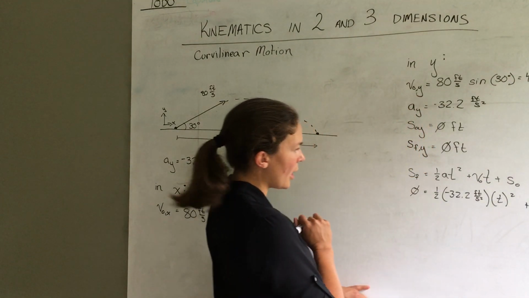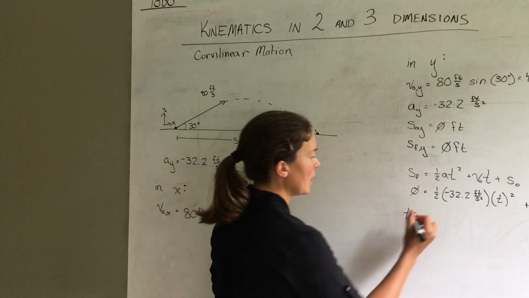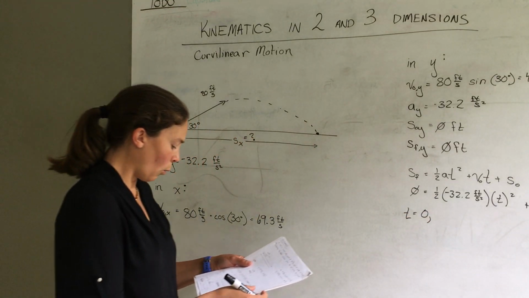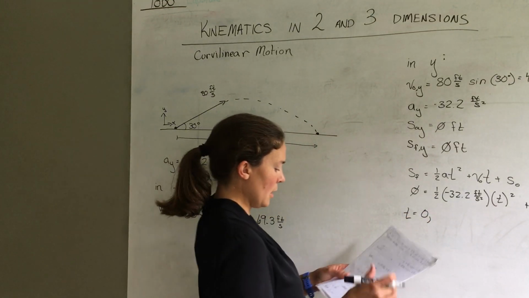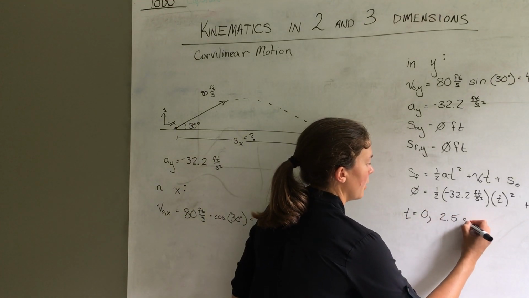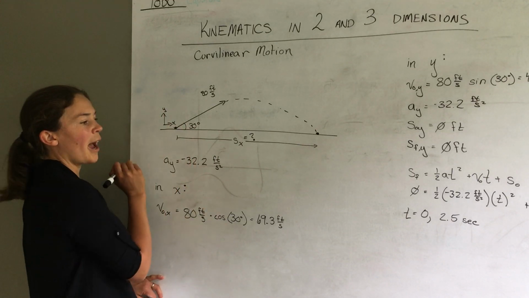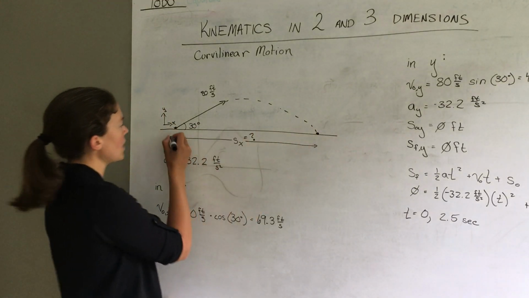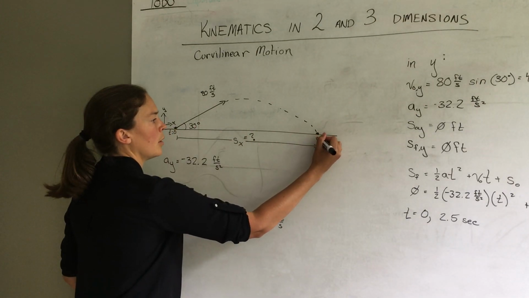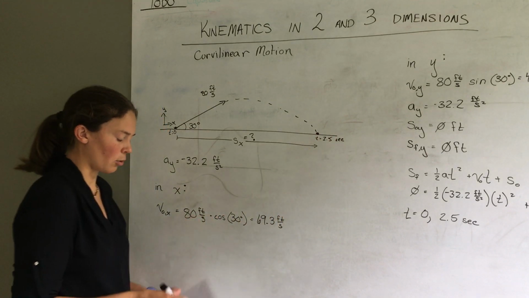Hopefully we haven't totally lost that. I can solve for time now. This is a quadratic, so there are two options: my time ends up being either 0, or the other option is 2.5 seconds. Those are the two times that it is at the y position of 0 feet. So it's at time equal to 0, and at a time of 2.5 seconds that it hits the ground.